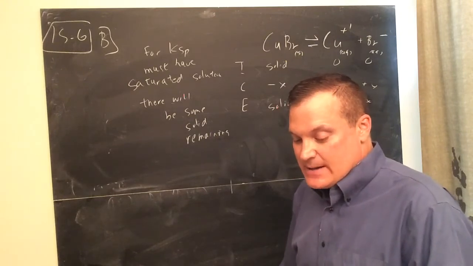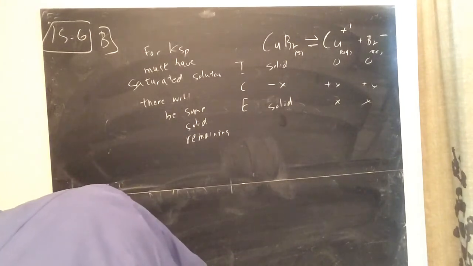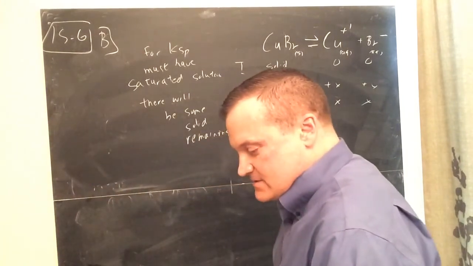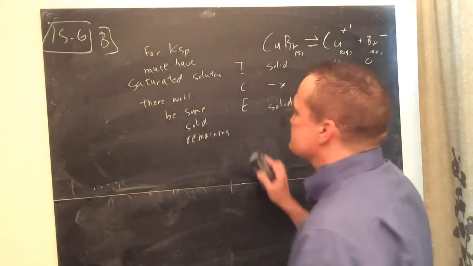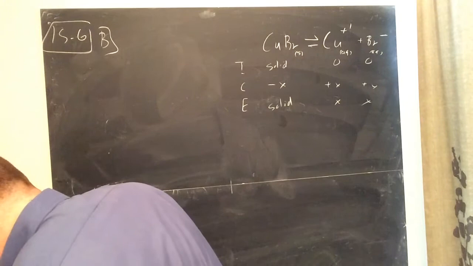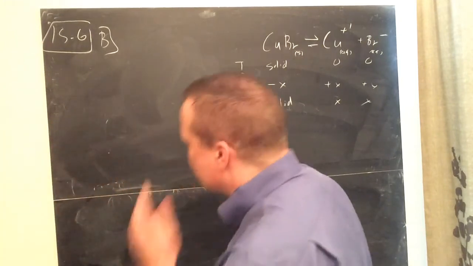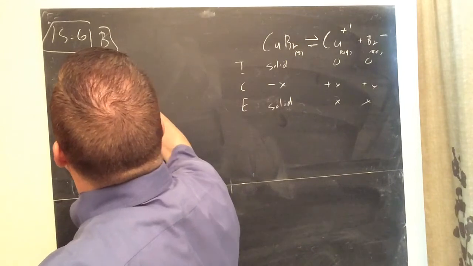I should have done, for B, something a little bit different, but oh well. I'm going to change problem C to make it a little bit more relevant and better for you. Okay, so 2.0 times 10 to the negative 4 mole per liter.